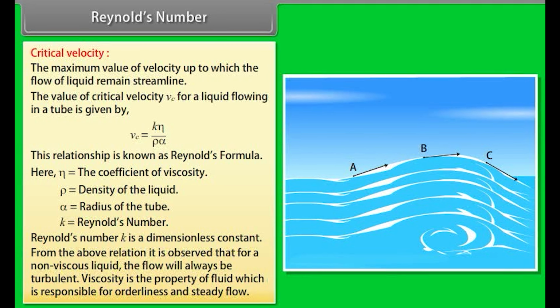From the above relation, it is observed that for a non-viscous liquid, the flow will always be turbulent. Viscosity is the property of fluid, which is responsible for orderliness and steady flow.